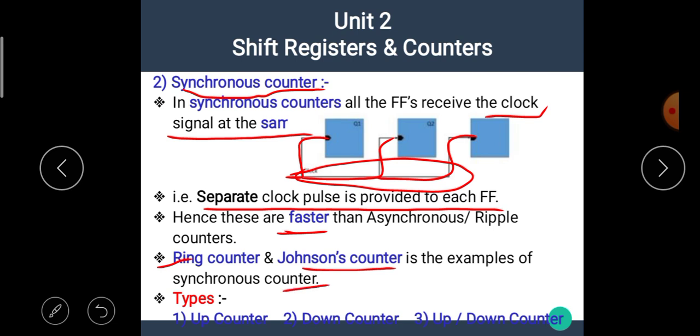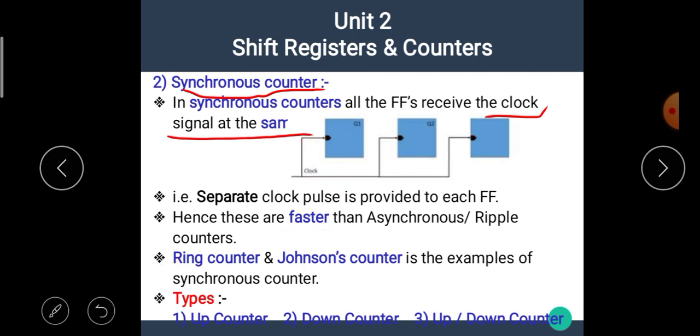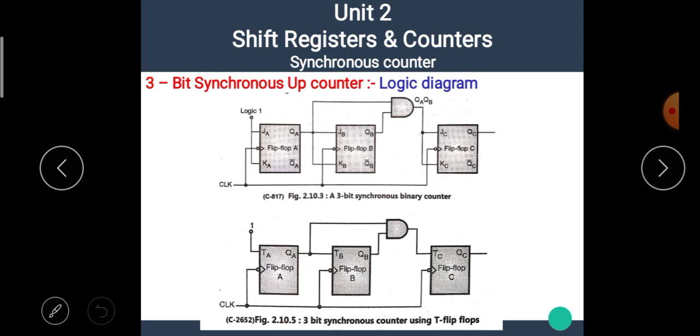There are also three types of synchronous counter: up counter, down counter and up down counter. Okay, I hope you all understand what is meant by synchronous counter. The difference is very simple: in a synchronous counter, the clock is provided to each flip-flop at the same time. Okay, now let's see the 3-bit synchronous up counter.